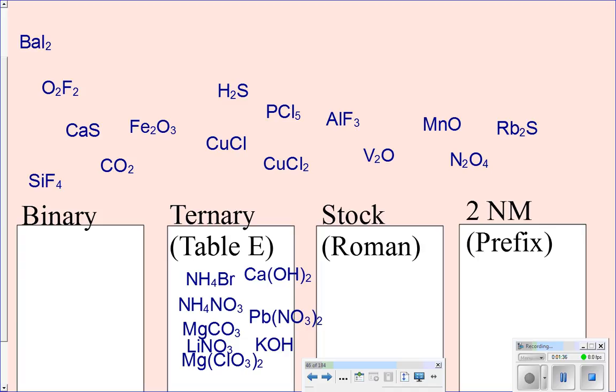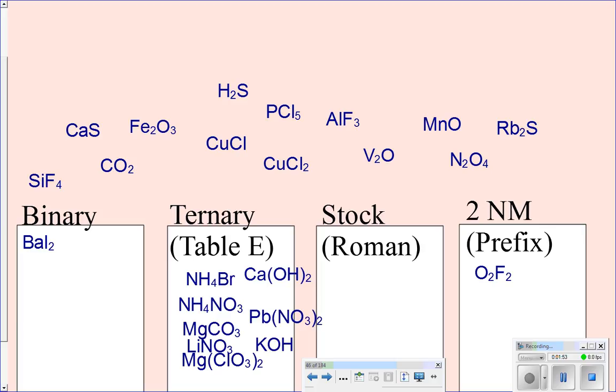Place your fingers on Ba and I. I have two capital letters, opposite sides of the staircase, binary ionic. Place your fingers on O and F. Two capital letters, same side of the staircase, will be two nonmetals, and we will use a prefix there.